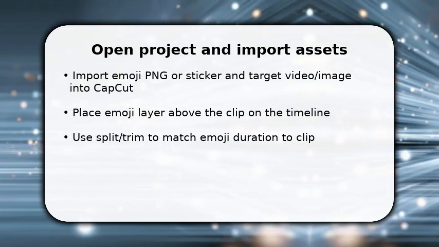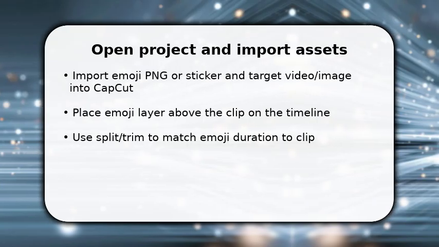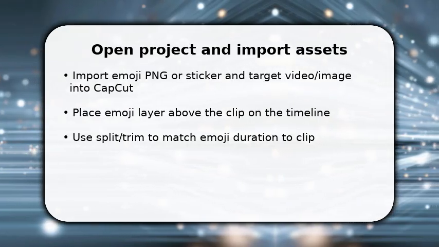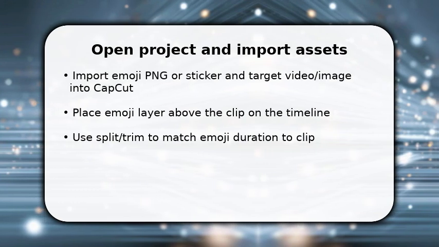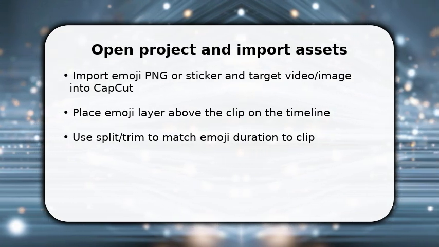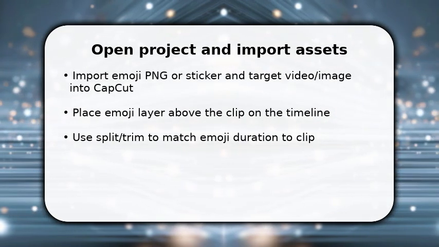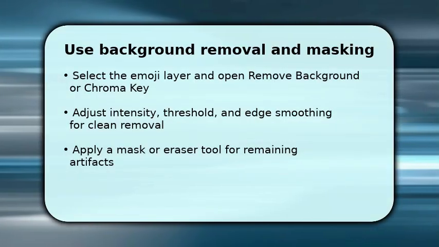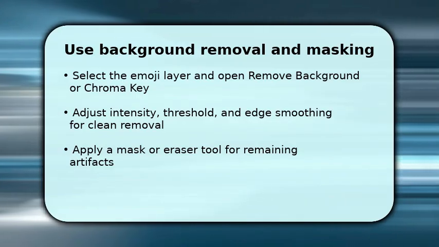This avoids unwanted frames. Make sure the emoji has transparency or is converted to sticker format, so background removal tools can work effectively in the next steps. Now you tap the emoji layer and open Remove Background or Chroma key, depending on CapCut version. This auto-detects and removes uniform backgrounds.